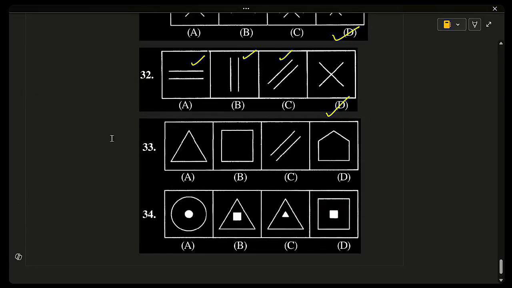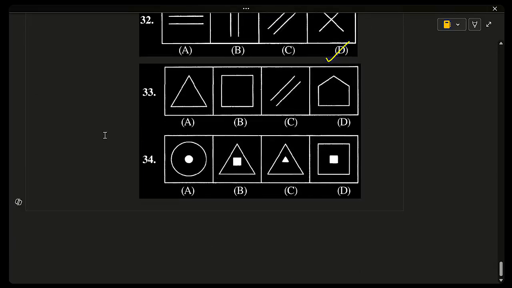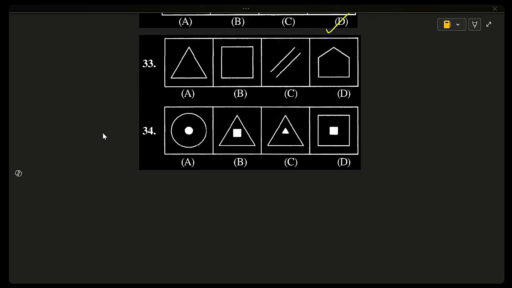Now 33 and 34. 33: polygon, polygon, polygon. But this is not a polygon. Why? Because the polygon definition is a simple closed figure bounded by line segments. With two line segments, we cannot prepare a polygon. The minimum number of line segments required to form a polygon is 3. So option C, it is not a polygon.